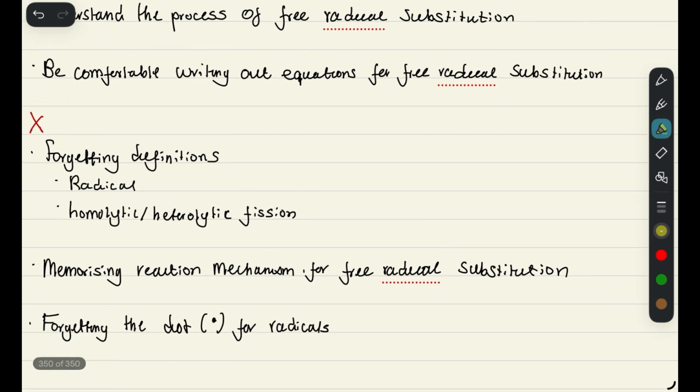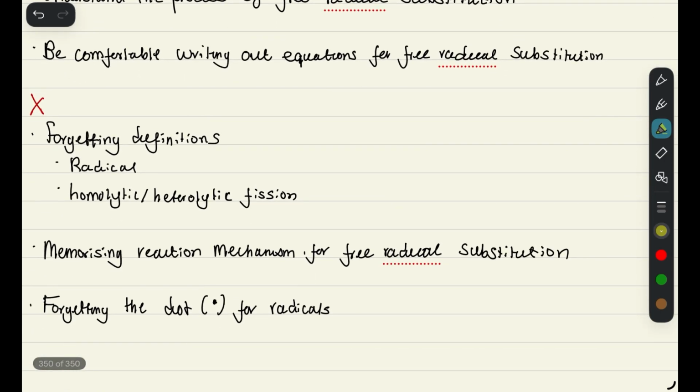What not to do? Definitions. Really, really easy marks. I always emphasize getting definition marks. So radical, homolytic fission, heterolytic fission, these are probably the main ones we covered in the lesson today. Make sure you can define all of those. Now, the reaction mechanism that I drew with the displayed formula for free radical substitution is good for showing you what's happening. However, in the exam, it's very unlikely that they'd ask you to do that. Reaction mechanisms we'll get to later, but not for FRS, so don't worry too much about it.